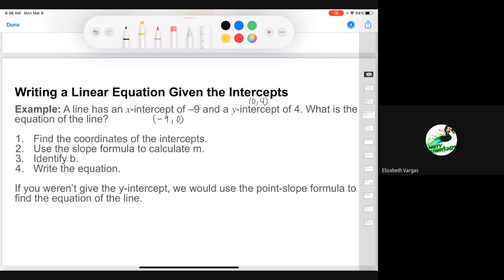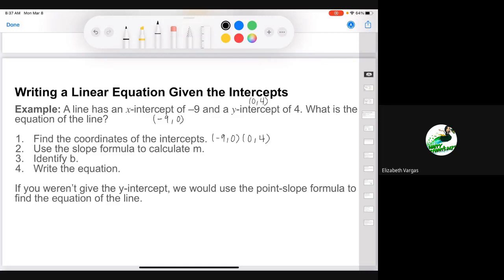So my x-intercept is -9, so -9 and 0. And my y-intercept is 4, so 0 and 4. Okay. So first thing I want to do is find the coordinates of the intercepts like I did right there, right? So I have -9 and 0, and 0 and 4.